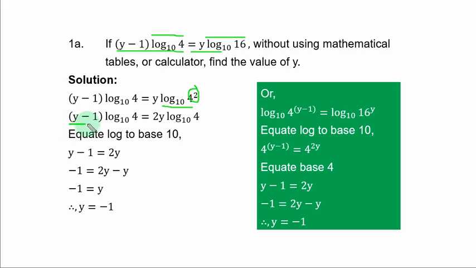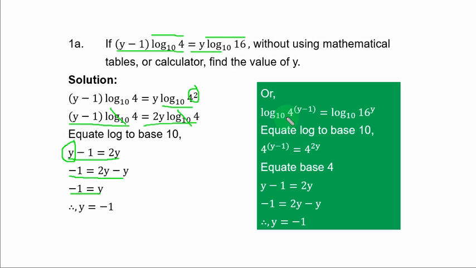So you have the right hand side equal to 2y log 4 base 10. Equate log to base 10, that takes care of this. You are left with y minus 1 equal to 2y. Collect like terms, so let's transfer this y to the right hand side, and you have minus 1 remaining equal to 2y minus y. And you have minus 1 equal to y. Therefore, y is equal to minus 1.